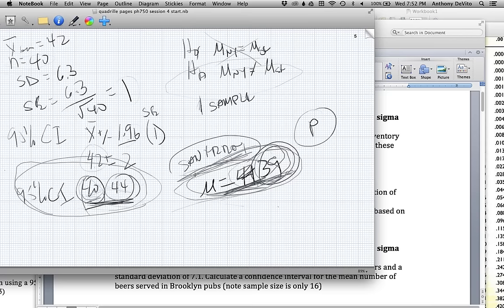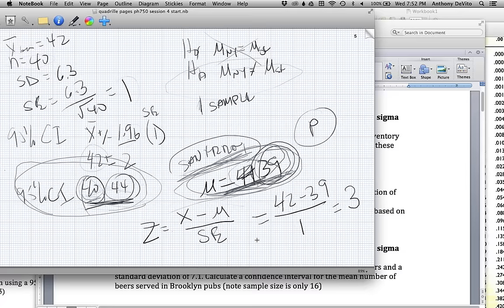And how do I calculate that? I say z is equal to the value x minus mu over my standard error. Okay, so what's my standard error? The only standard error I have that I can use is what I knew from here, which is 1, right? And what is x? X is, say, what's the average here I have for New York? 42, minus the mu that I know, which is 39, right? So that's equal to, z is equal to 3.